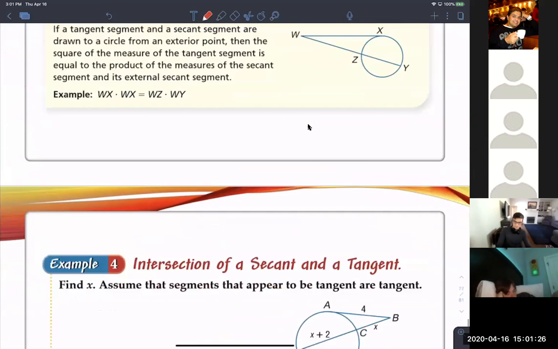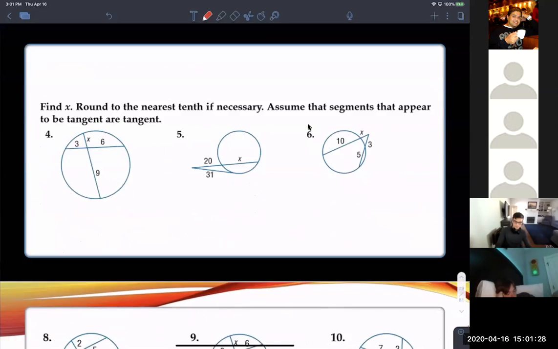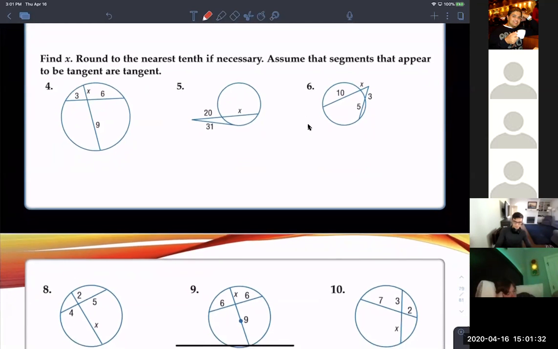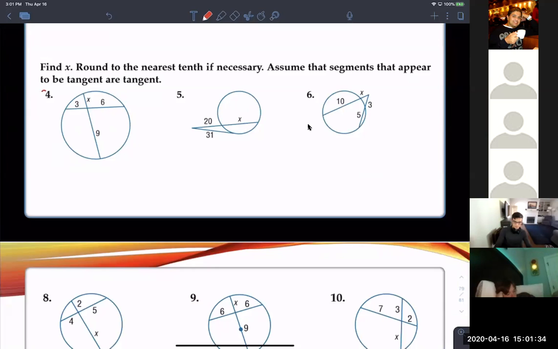All right, so let's do a couple of example problems. Let's do number 4 and number 6. Let's have you guys do number 4 and number 6.